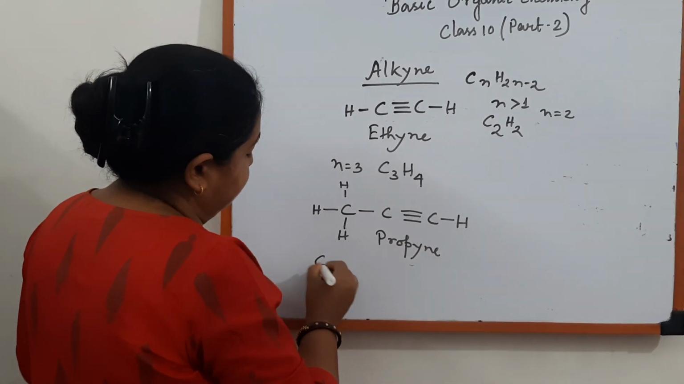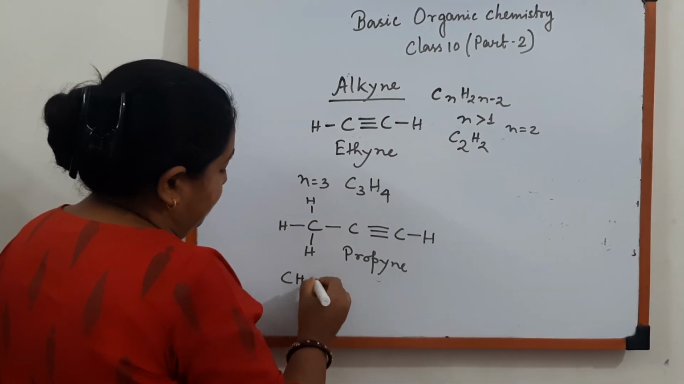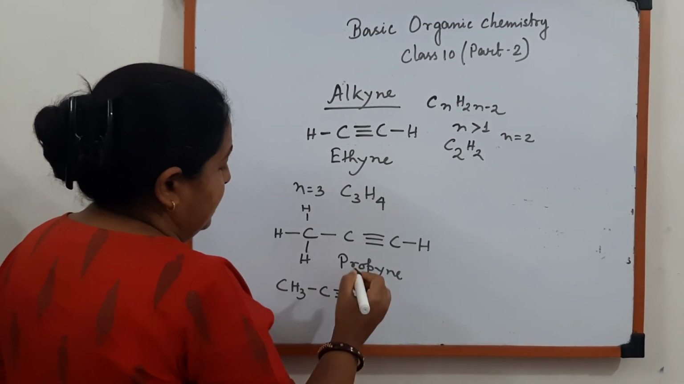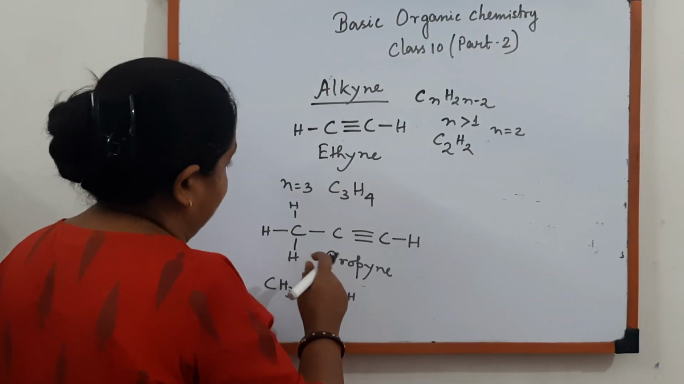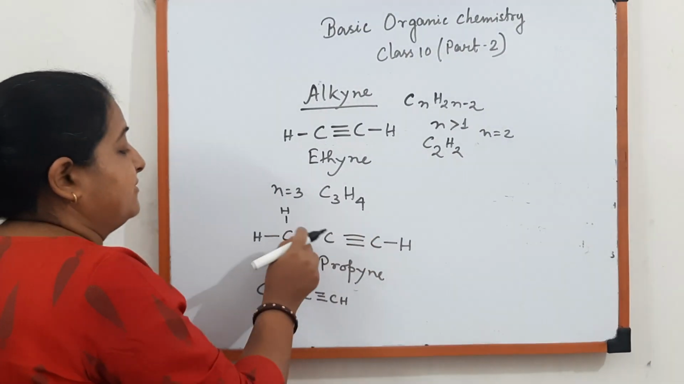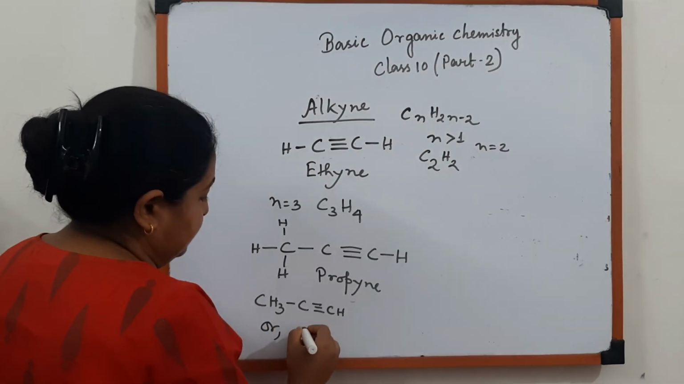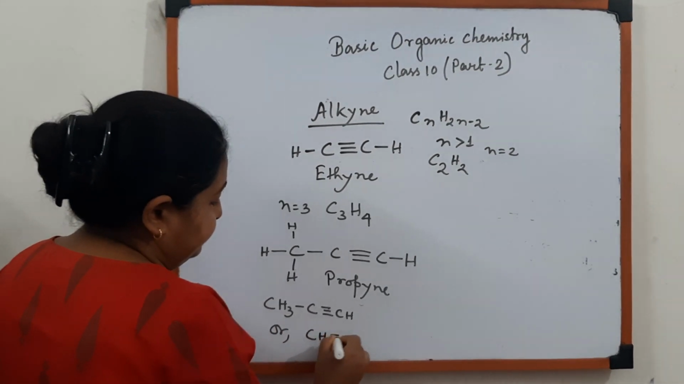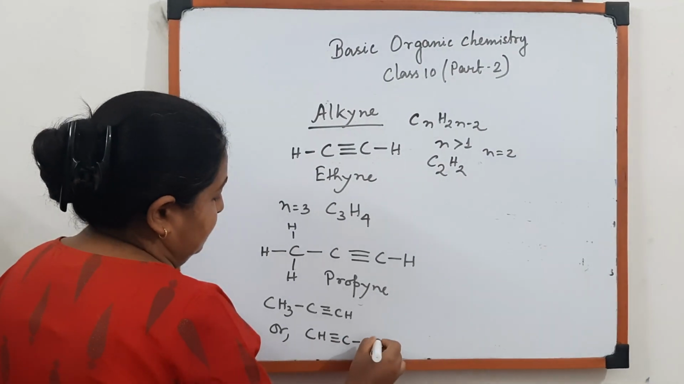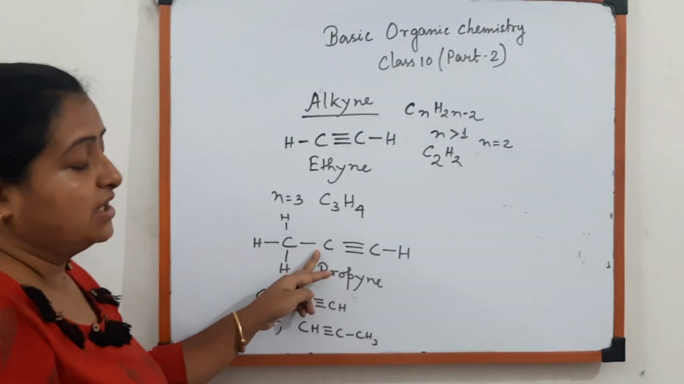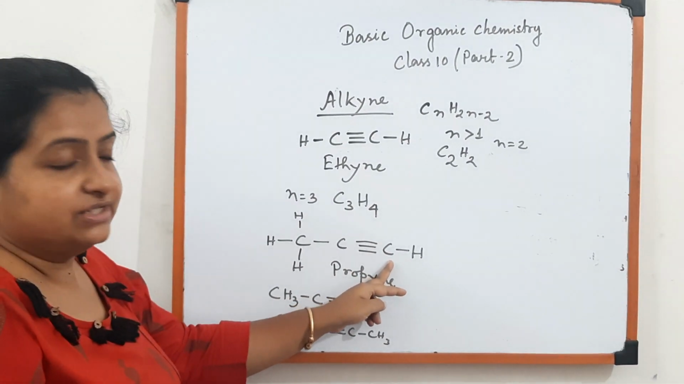What will be the condensed form? CH3, C triple bond CH. You can write this in this form also. Suppose you are giving the triple bond between these 2 carbons. Then what will be the structure? Suppose you are writing in this pattern. This is also the same thing, because you are putting the triple bond between these 2 carbons. Now this will then be CH3.